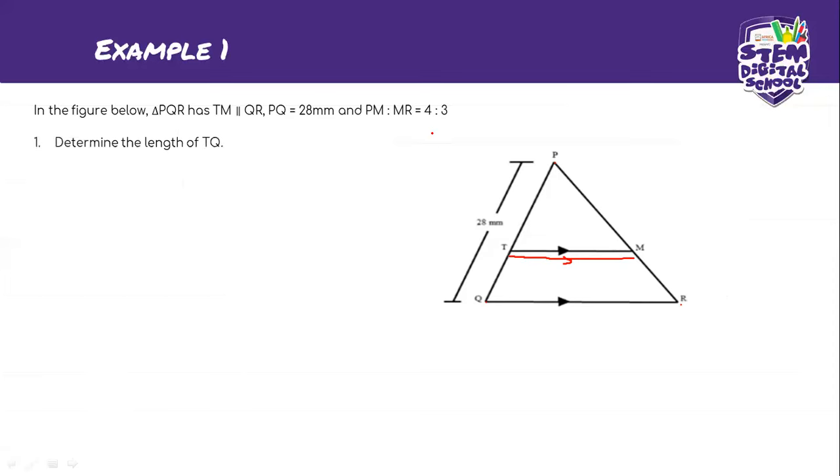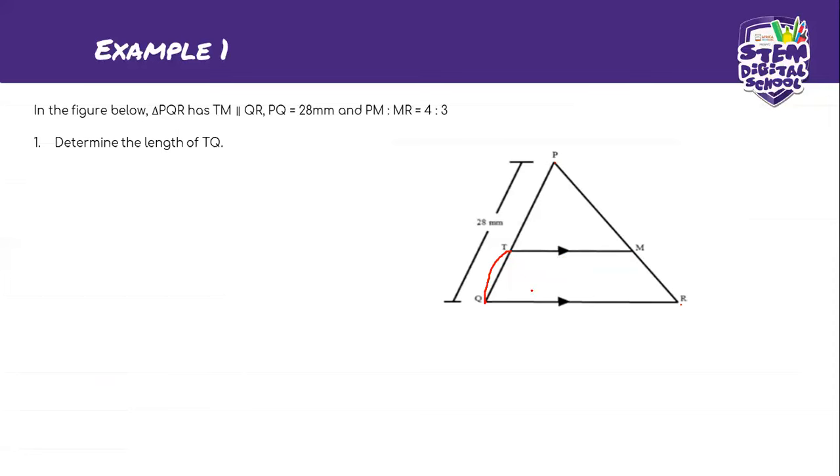All right, determine the length of TR. Where is TR? I mean TQ. TQ rather. This is TQ. Now we are looking for TQ. So we are looking for TQ, right?